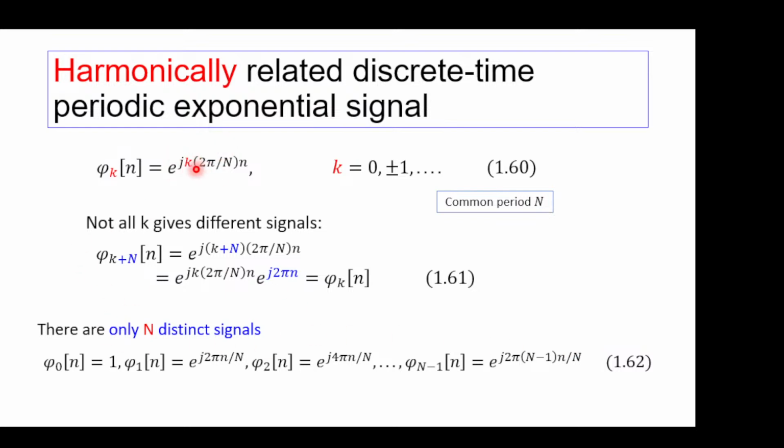So it's N consecutive numbers, because if you have k to k plus N, then you are changing your frequency by 2 pi, and that's something that doesn't change your discrete signal. Okay. So there are only N distinct k for your discrete harmonic complex exponentials.